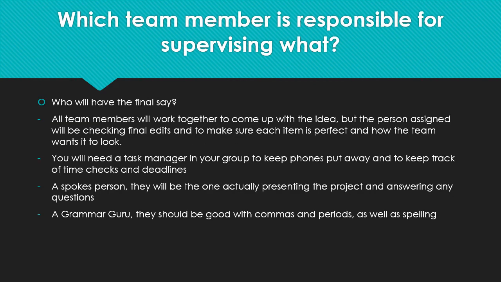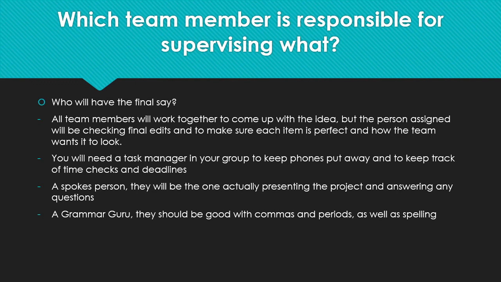What are age-appropriate expectations for the student at your school and what is the school's vision statement? Okay, so the first thing that you need to figure out is who's responsible for supervising what. So who's going to have the final say over each different part of the project? All of your team members should work together to come up with the idea and the content of each section, but the person assigned will be checking the final edits and making sure each item is perfect and how the team wants it to look.